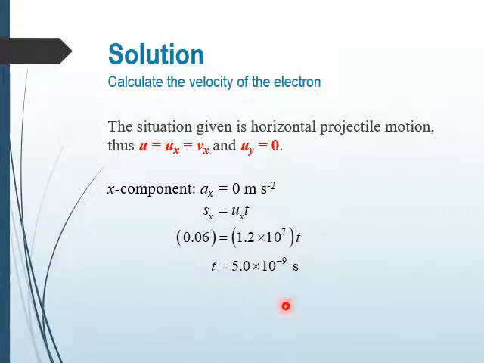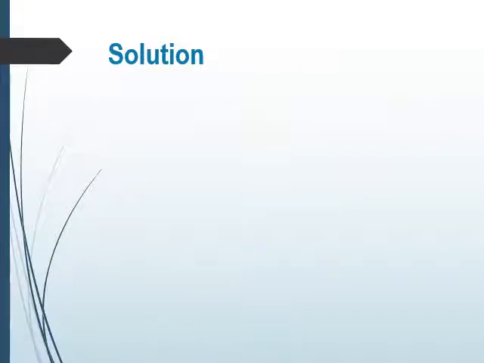Now, why do we need this time? Because we're going to use it to calculate the velocity along the vertical component. Just now we mentioned that for horizontal projectile motion, uy is equal to 0, but vy is not equal to 0, which indicates that there's an acceleration along the y component. So let us apply Newton's second law for the y component. Summation Fy is equal to may.